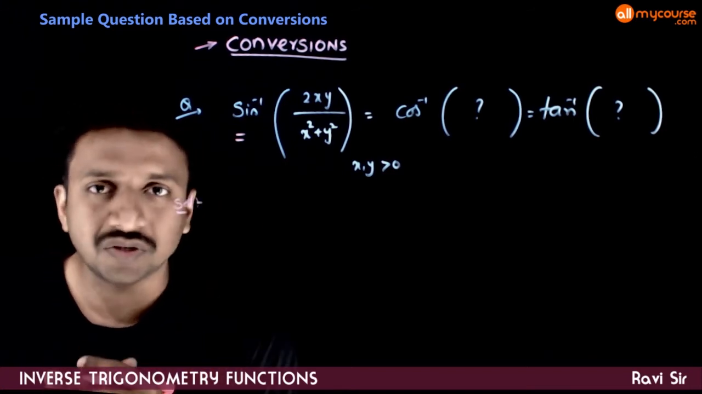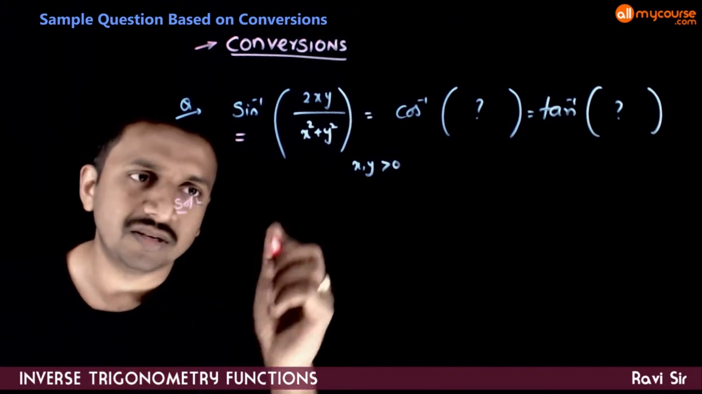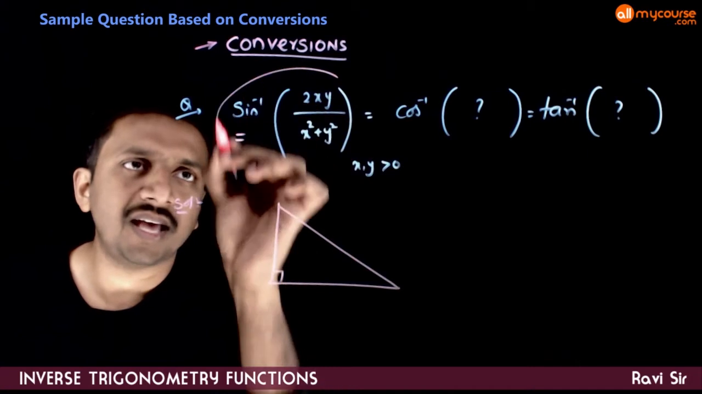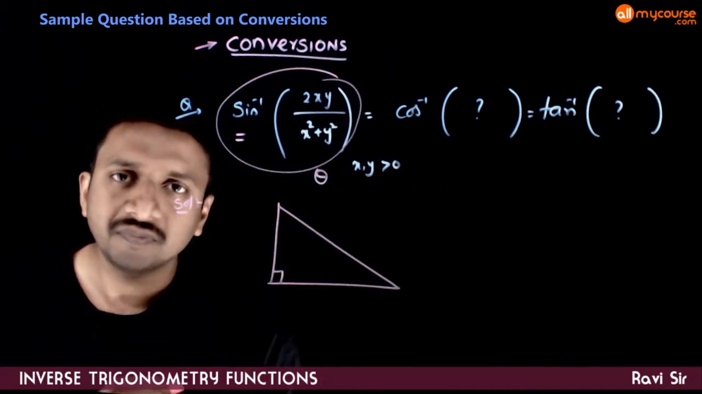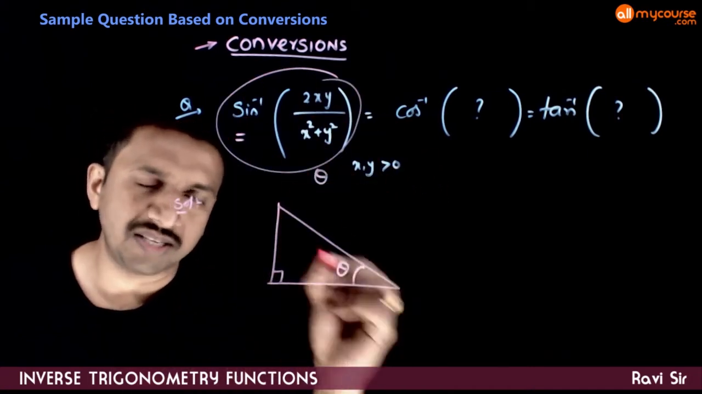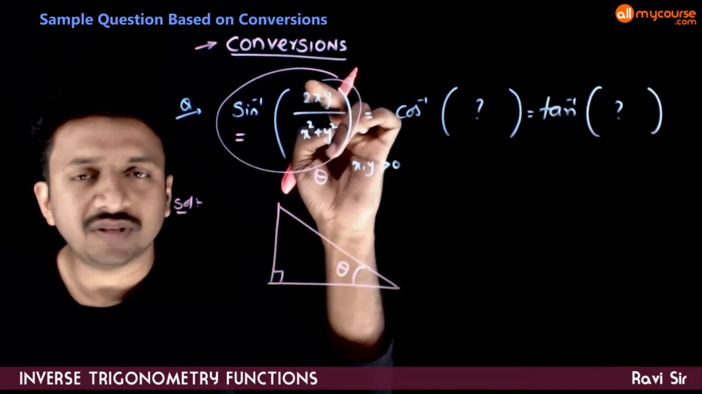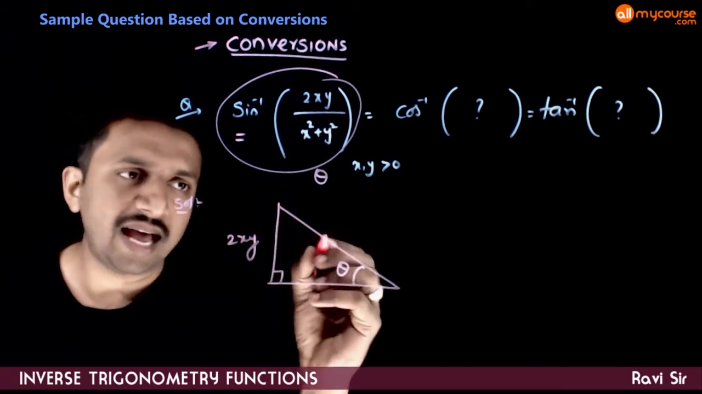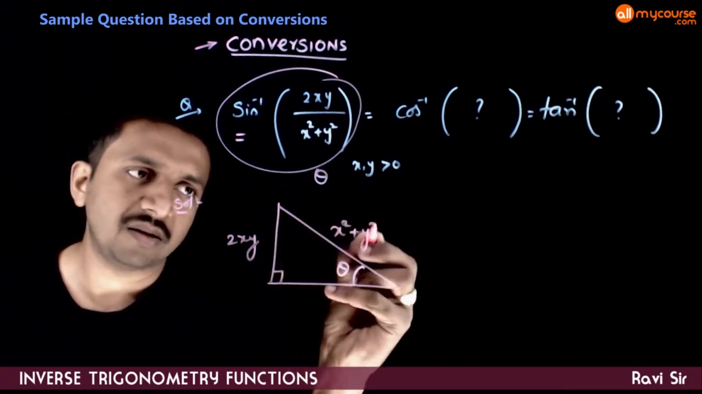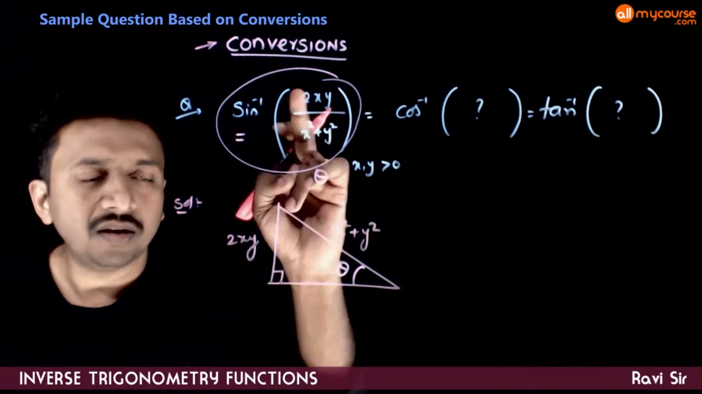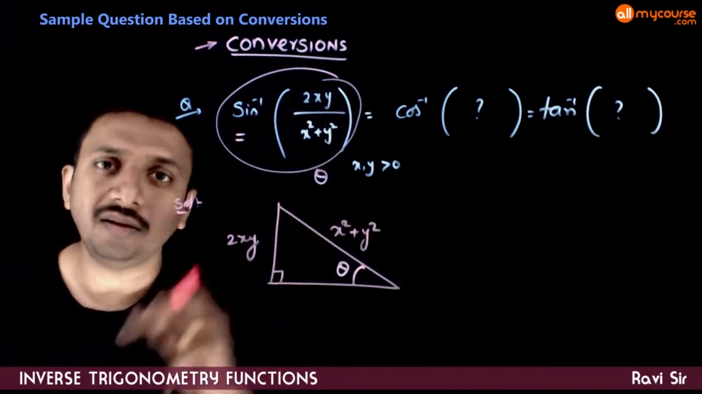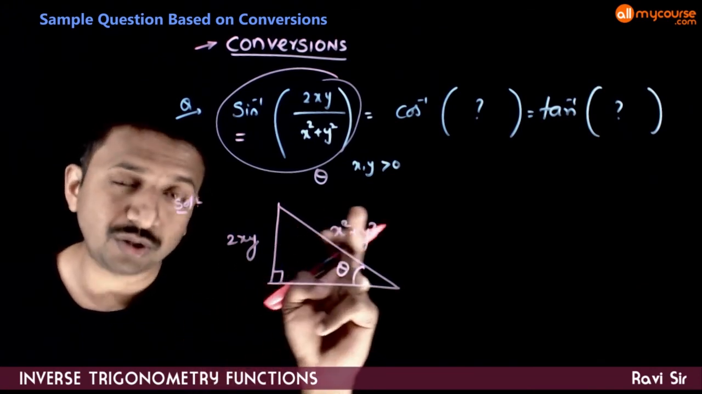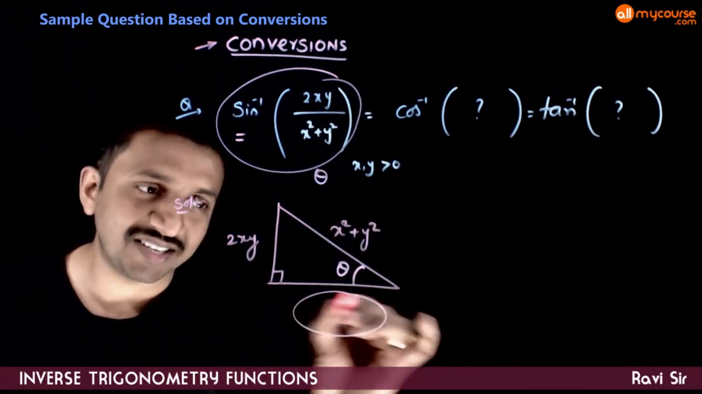Let us try to use our triangle method. Let us draw a triangle. Let us say this angle is some theta. So sine theta has to be this by this. So the opposite side is 2xy and the hypotenuse is x square plus y square. Now, using these two sides, let us try to find the third side.